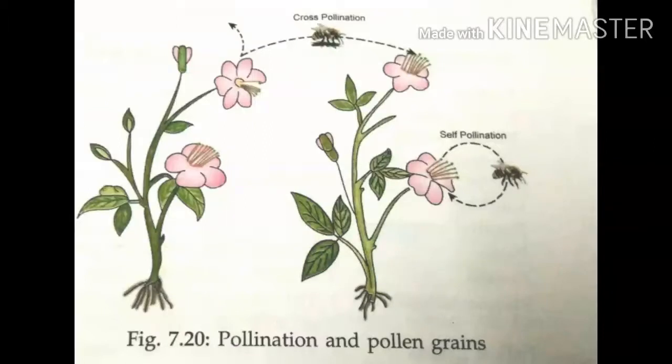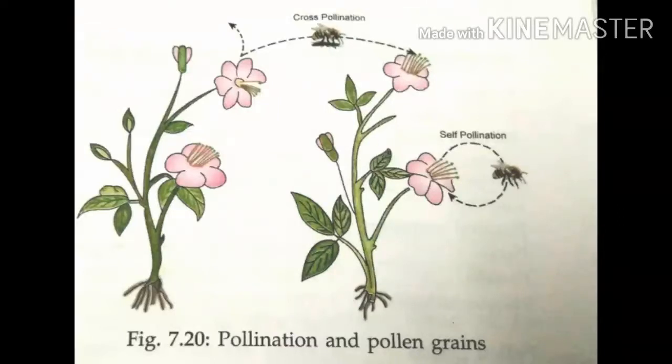Pollination leads to fertilization, and fertilization leads to the formation of fruit. We already saw complete and incomplete flowers. If the flower has all four parts, it is a complete flower. If one or more parts are missing, it is called an incomplete flower.